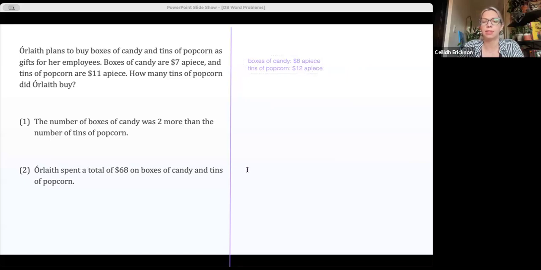And let's say that this statement is she spent $72 total. Wow, I can't spell the word total. Okay, gut feeling on this one. What do you think? If I changed the coefficients here to 8 and 12, and now my total is 72, is this going to be enough?